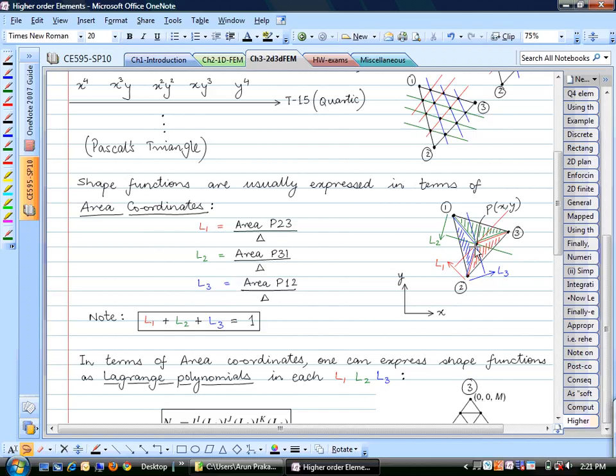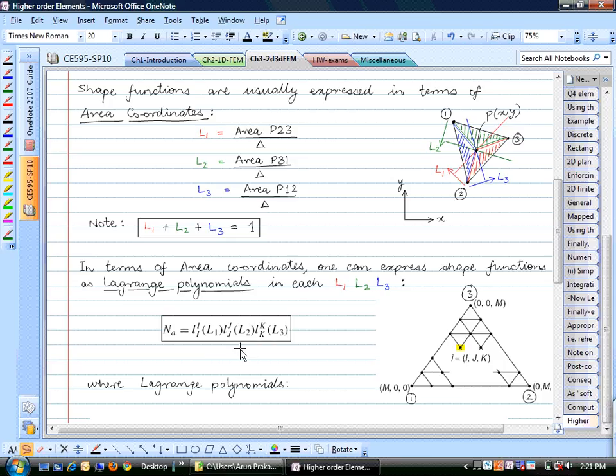What they mean is, let's say for L1, you find the area of this triangle and divide that by the area of the total triangle, that's L1. Similarly, you have L2, this green triangle, divided by the total area, and L3 is going to be whatever is remaining. So that gives you this relationship. Next time we'll see how to come up with the shape functions using these area coordinates.